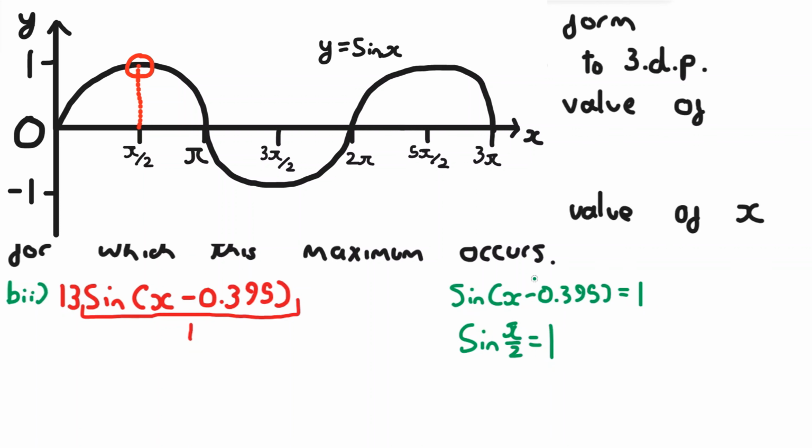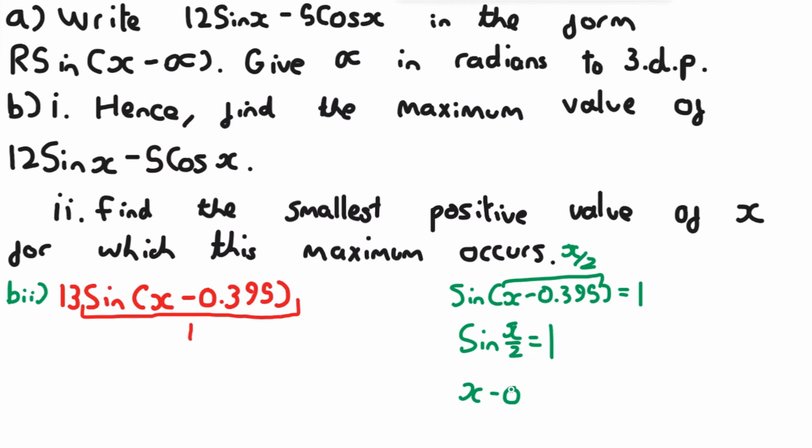This is when it's first equal to 1. So in order for this to be equal to 1, this inside the bracket needs to be equal to pi over 2. So therefore x minus 0.395 needs to be equal to pi over 2, and therefore x is equal to pi over 2 plus 0.395, which if you put into a calculator is equal to 1.97, 2 decimal places. This is the smallest positive value of x for which this maximum occurs.